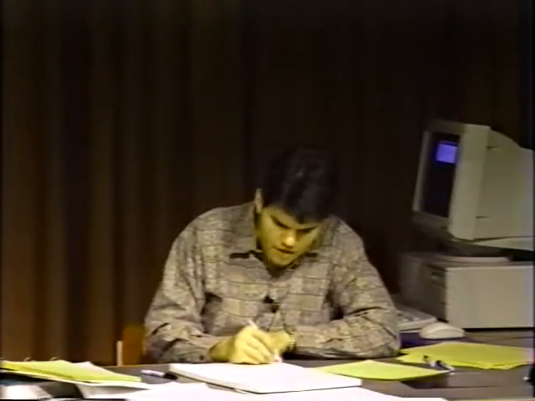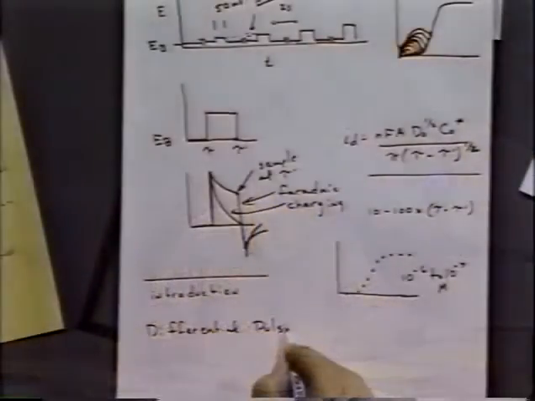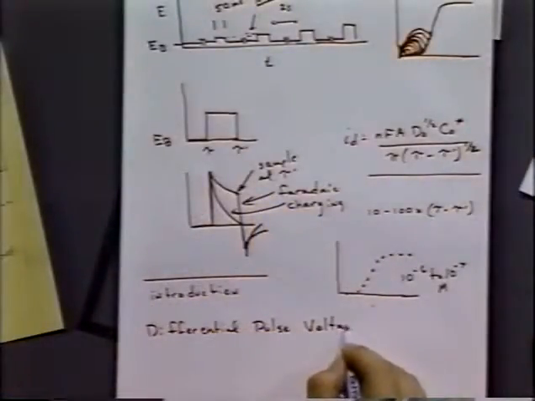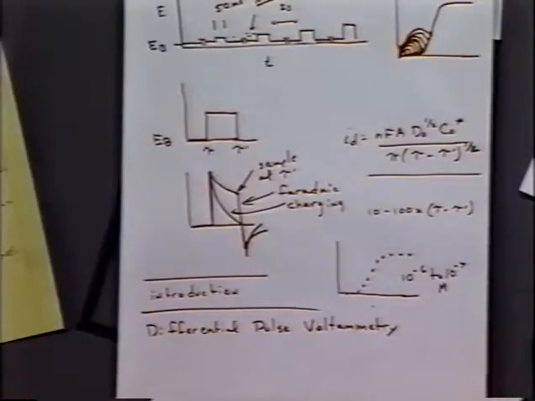All right, one other advantage, one other experiment that helps a little bit to discriminate against this charging current process is called differential pulse voltammetry. And the experiment is slightly different. In fact, people have different names for what we're doing here. But the idea is something like this.